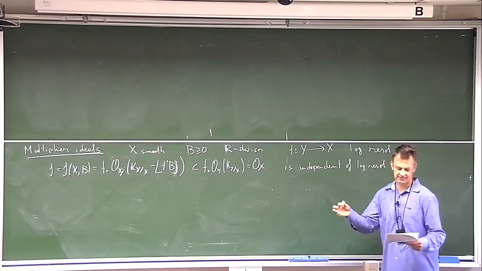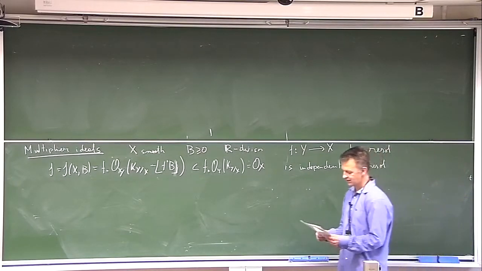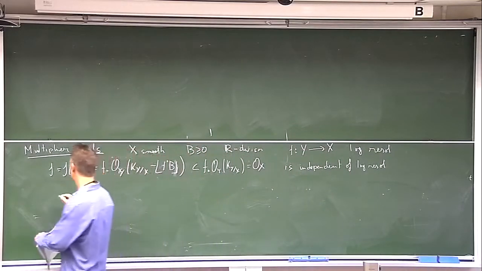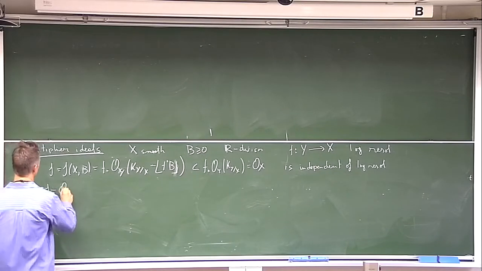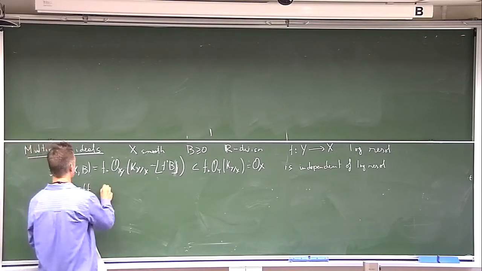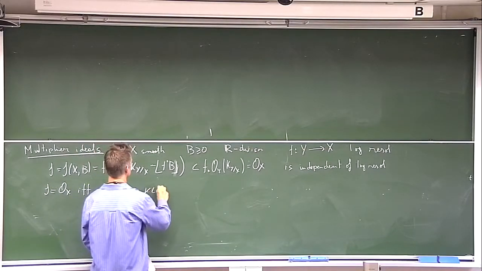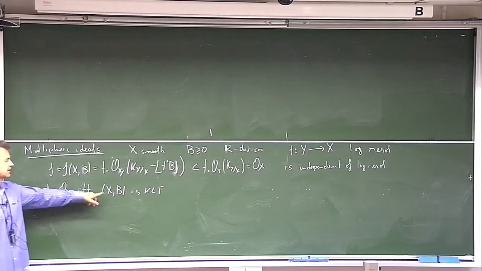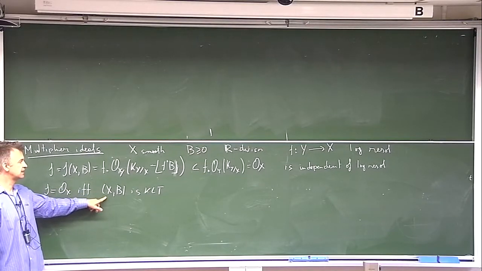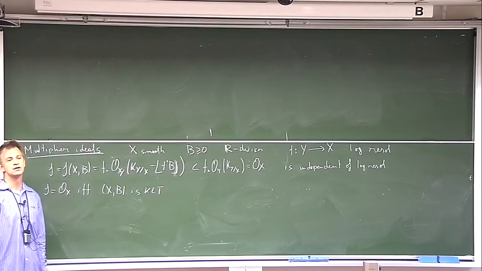Just like checking Kawamata log terminal and log canonical was independent of the log resolution. And in fact, it's immediate to check that I is trivial if and only if the pair (X, B) is Kawamata log terminal. So let's think about that for a second. What does being Kawamata log terminal mean? It means that the corresponding coefficients are all strictly less than 1.